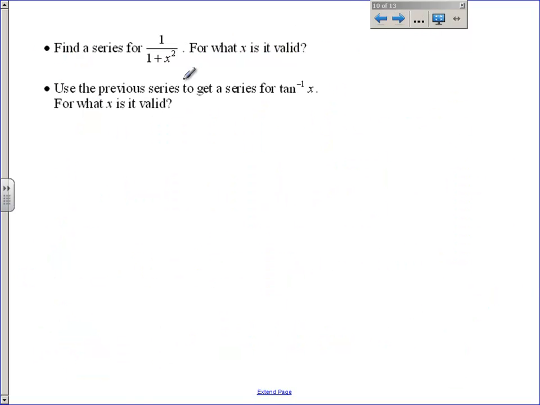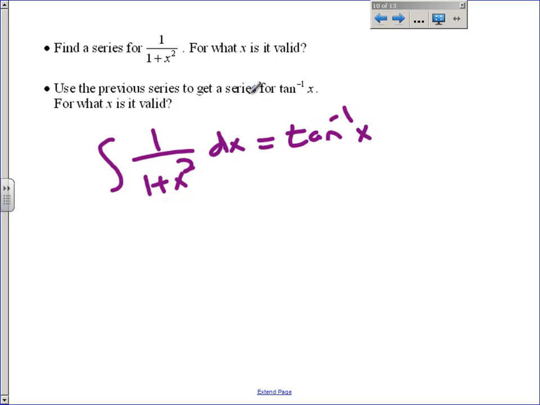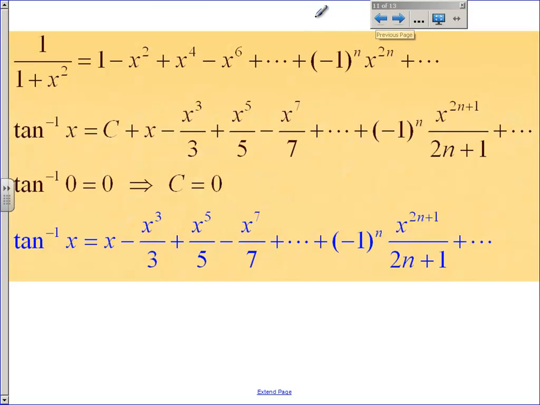Okay, what about a series for 1 over 1 plus x squared? And for what x is this valid? Use that series to get a series for arctan. You need to remember that the integral of 1 over 1 plus x squared dx is equal to arctan. So we can use known series to develop another one. So let's take a look at this. I've got this written out. 1 over 1 plus x squared from our 1 over 1 minus x looks like this.